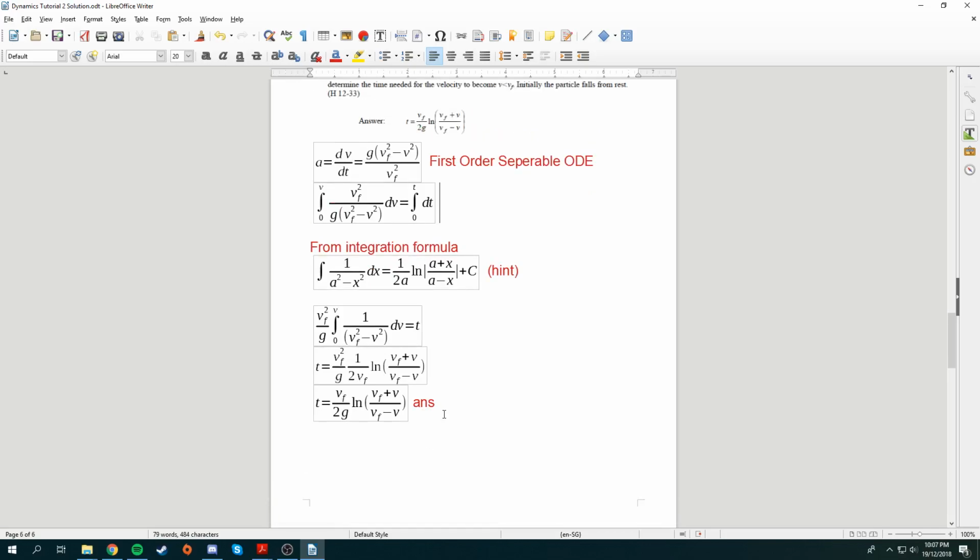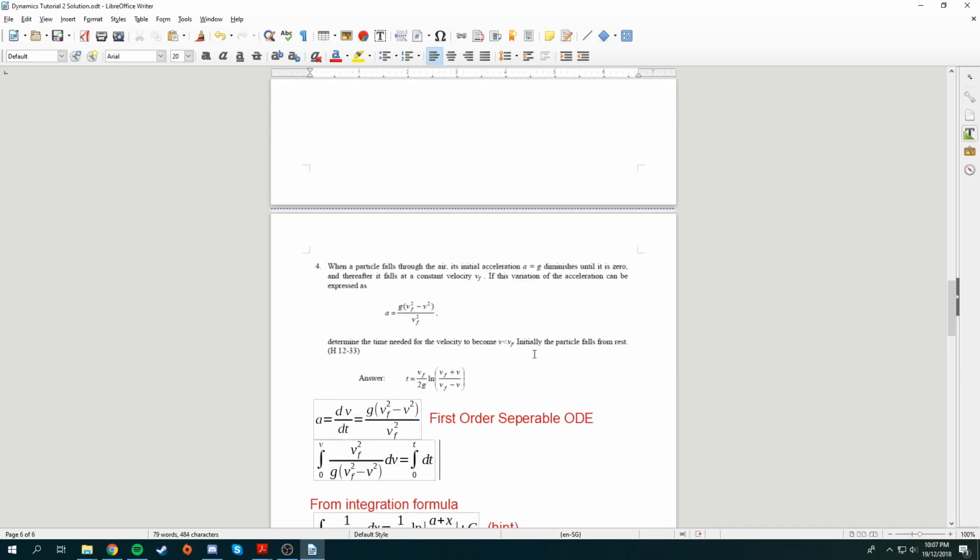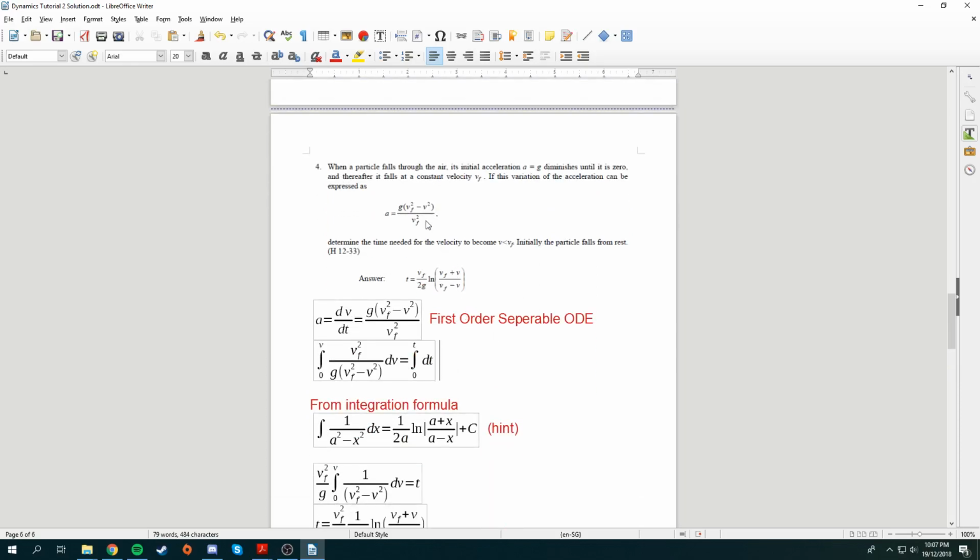So this question is quite easy to understand because it is simply a form of terminal velocity. Initially it will fall at a very high acceleration and it will slowly diminish until it falls at a constant velocity. So this is like a terminal velocity question.